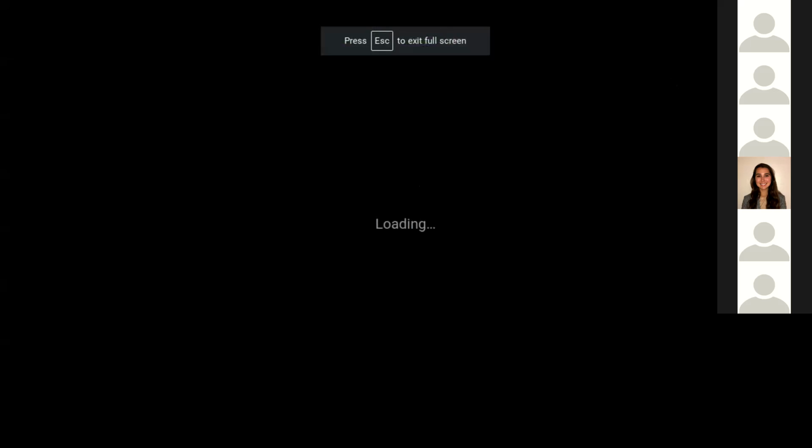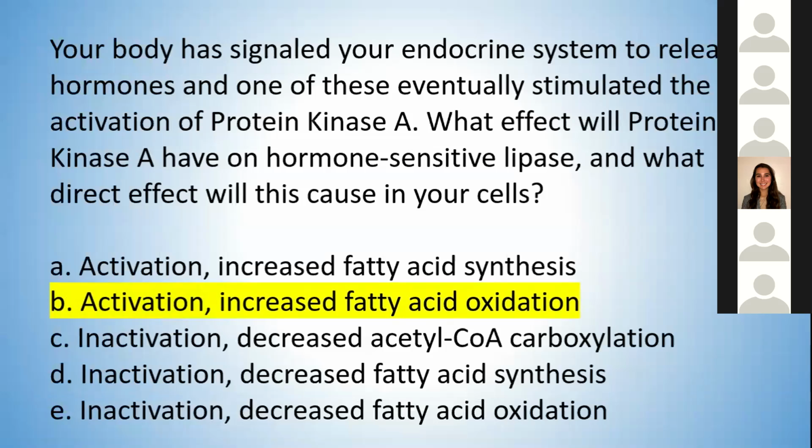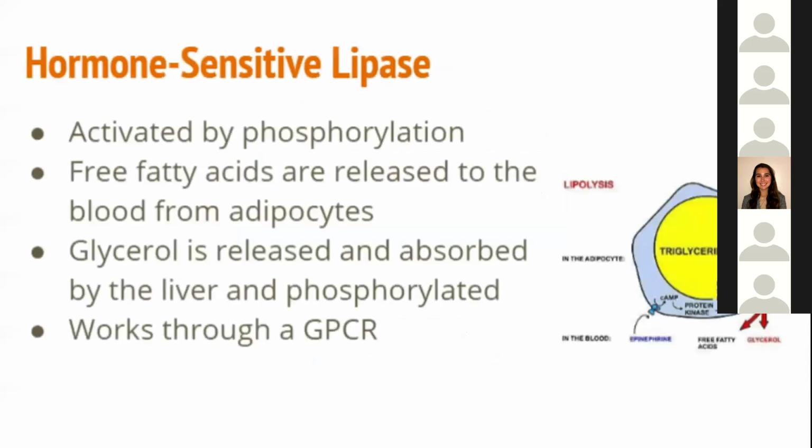This is basically about hormone sensitive lipase, and how activating PKA, that whole GPCR cascade, activates our hormone sensitive lipase. The direct effect is increasing our fatty acid oxidation, because that's what hormone sensitive lipase does. It's activated by phosphorylation, which you can remember because it's activated by PKA.